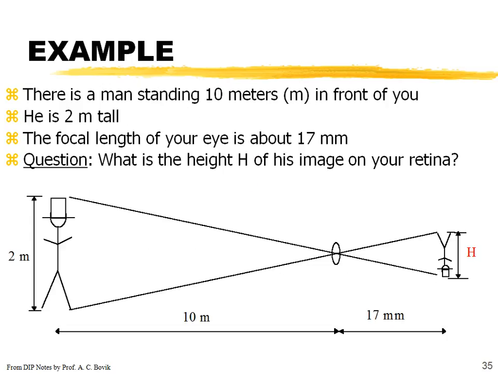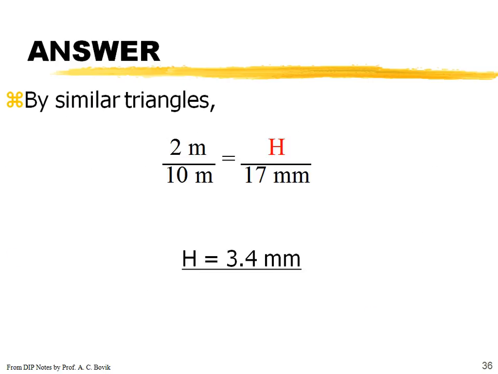So, very simple examples, we can understand the relationships. If you have a man that's standing 10 meters out and is 2 meters tall, and the focal length for my eye is generally about 17 millimeters, the question is, what will be the projection onto the retina? And the answer is relatively simple. You essentially will have a projection which is 3.4 millimeters on the retina.